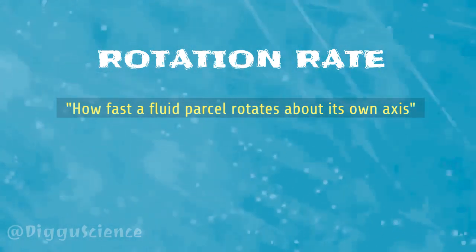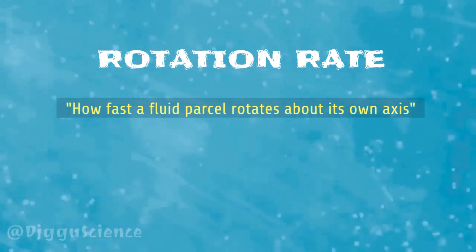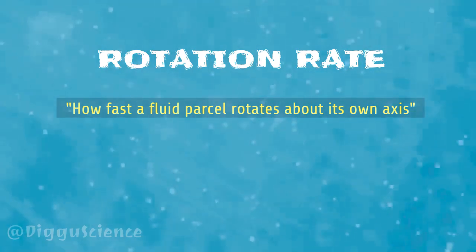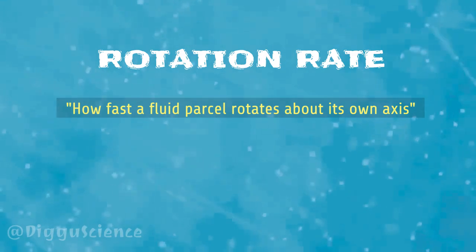Rotational rate can be defined as how fast a fluid parcel rotates about its own axis. To understand this definition, consider the following illustration. This is a fluid flow in a two-dimensional view. Let's say there is a rectangular fluid parcel. This fluid parcel is a sample of a collection of fluid particles.